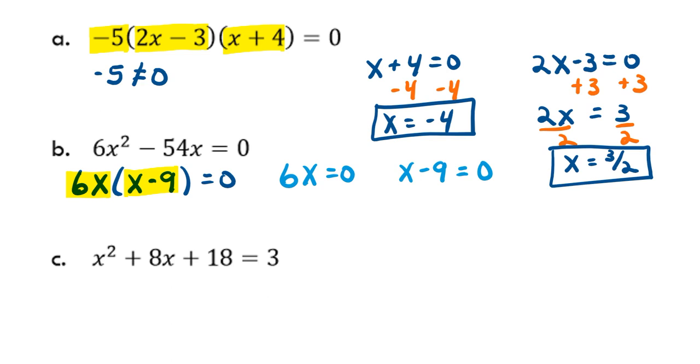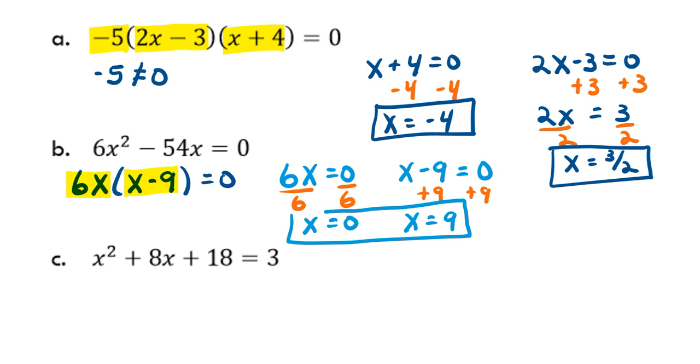Now here, if we solve for 6x, we would divide both sides by 6, and 0 divided by anything is still 0. So 0 is one of our answers. And then here we would just add 9 to both sides to get our second answer, which is x equals 9. So hopefully you're noticing that quadratics almost always have two answers.